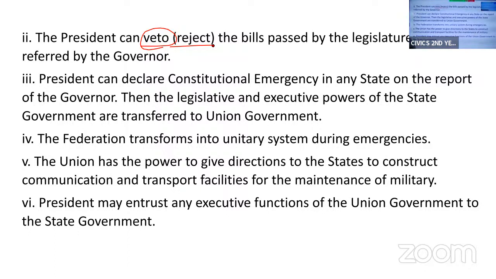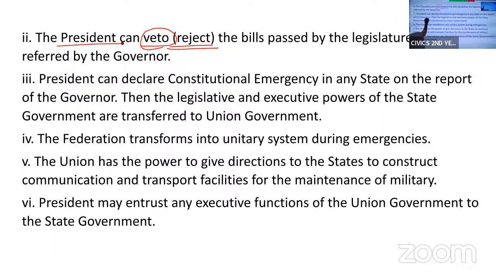The bill is related to the administrative matters of the state. The governor has the power to either reject or approve it. But what is he doing? He is referring that bill to the president. And the president has the power to reject that bill. So the president, who is from the central government, is getting involved in the legislative matters of the state government.